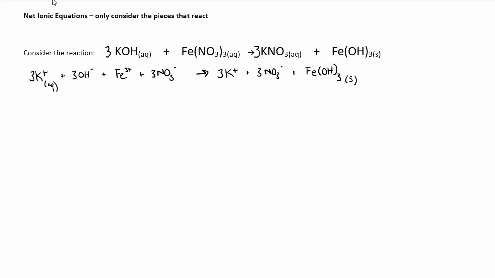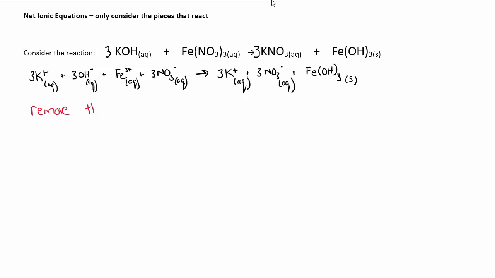If I then look at the products, I would end up with 3 moles of potassium ions, 3 moles of nitrate ions, and 1 mole of iron 3 hydroxide. You may also notice iron 3 hydroxide gets an S as a state symbol. It's a solid. All of the other players here are aqueous, as in they're dissolved in water.